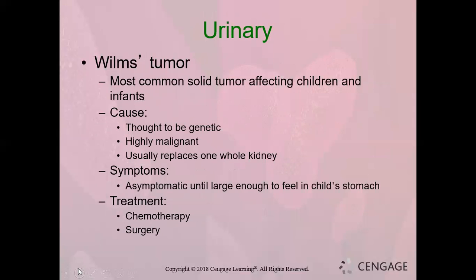Wilms tumor is the most common solid tumor that affects children and infants. It's thought to be genetic, highly malignant, usually replaces one whole kidney, and they can be asymptomatic, meaning they have no symptoms until it's large enough to feel in their stomach, and they're going to have chemotherapy and surgery.